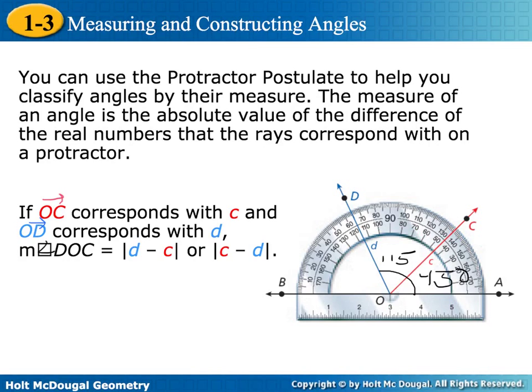So what I did is you could subtract it or just measure it. So to find this angle, DC, you would have to subtract. So you're going to take 115 minus the 45 and subtract that.